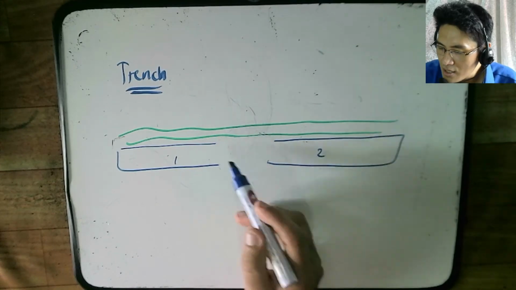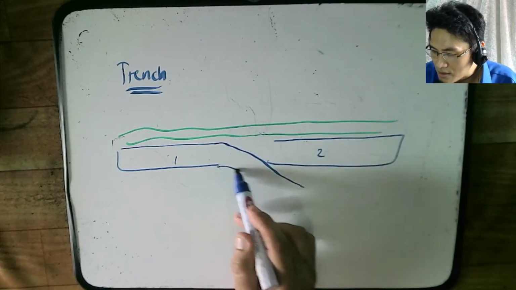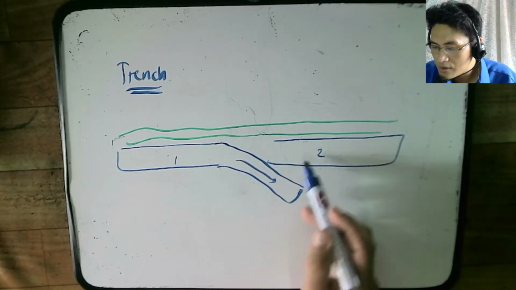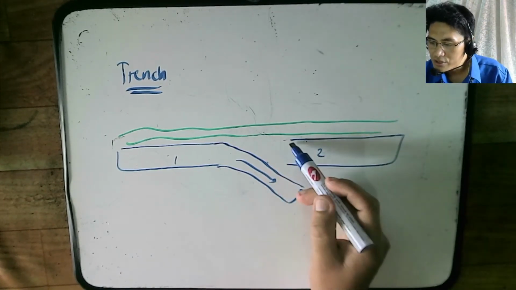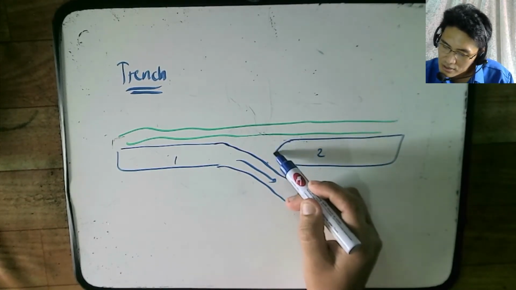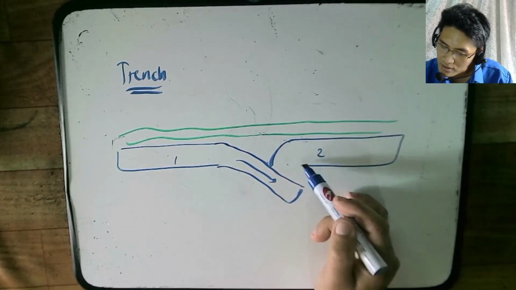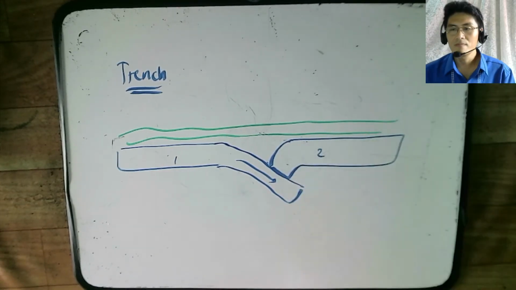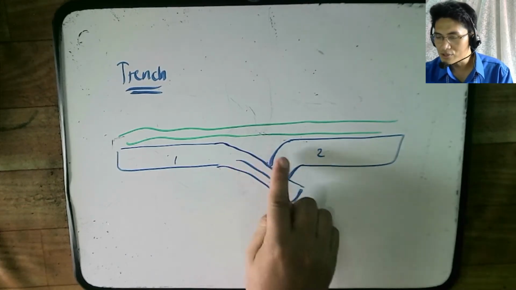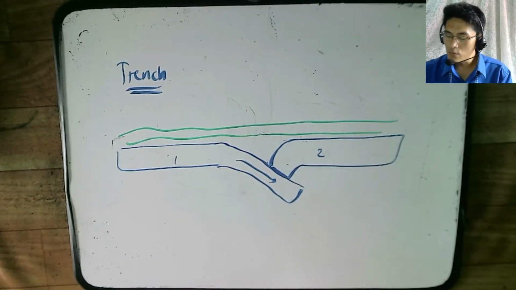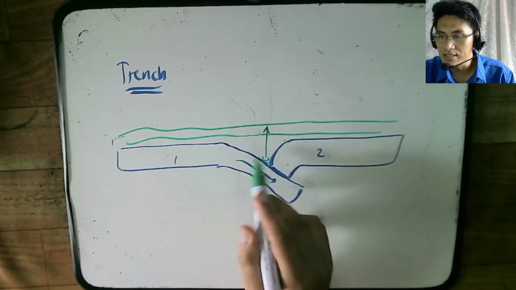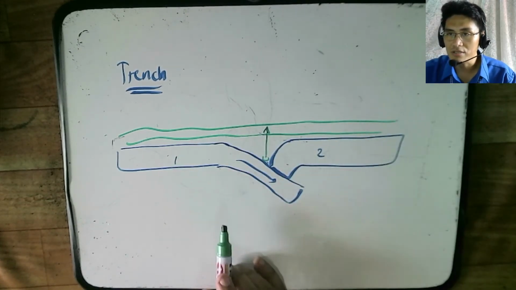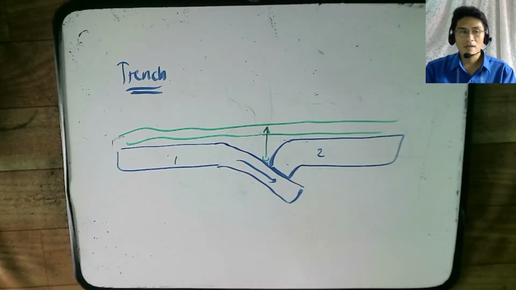so it's more dense. So it goes under like this, under the second plate, but again, not before dragging the edge of this second plate with it a little bit. And because of that dragging part, again, you form this part of the ocean where it's unusually deeper than the other parts of the ocean. Okay, so that's a trench.